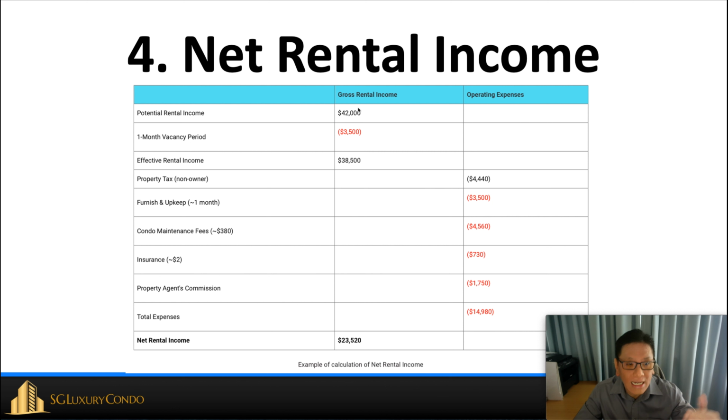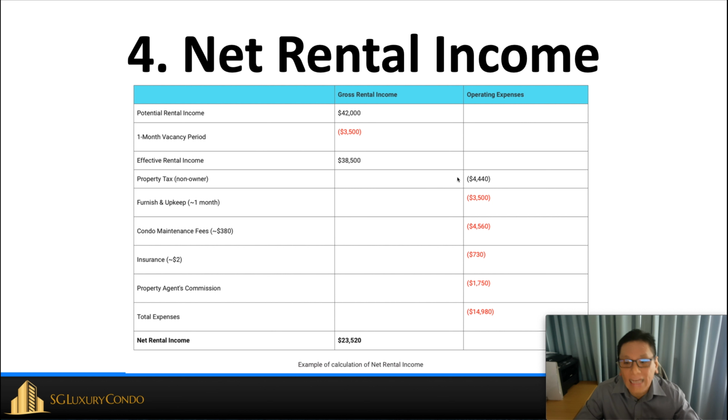So the rental income basically comes from the potential rental income. That's how I get it from them. Okay, and what I do is that for my clients, I always assume that maybe 1 month will be vacant because the tenant left and I need to find a replacement tenant for my client. Therefore, I multiply by 11 months. So the total effective income will be 38,000.